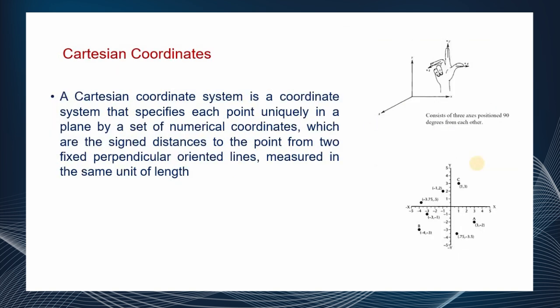Another important topic is coordinate systems. We have two different types of coordinate systems: the Cartesian coordinate system and the incremental coordinate system.